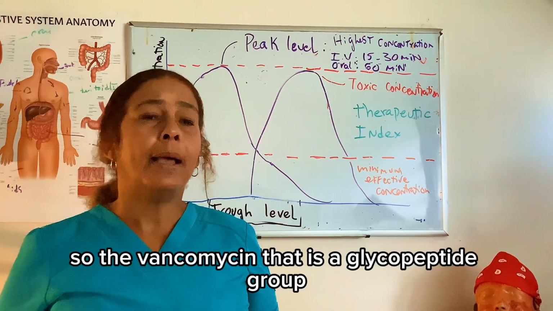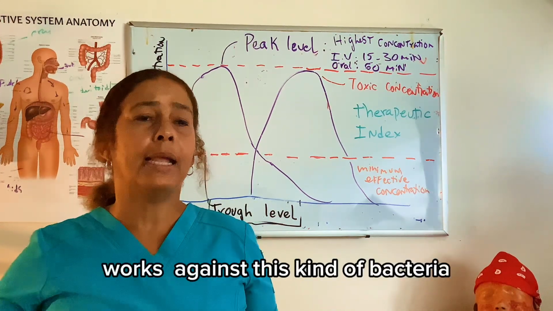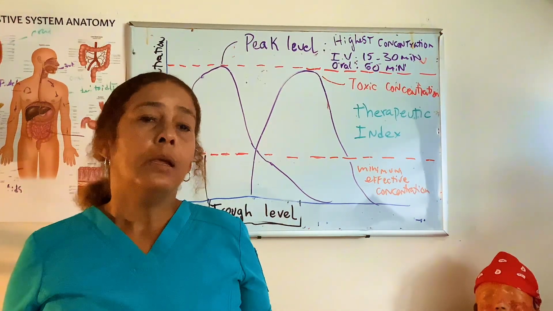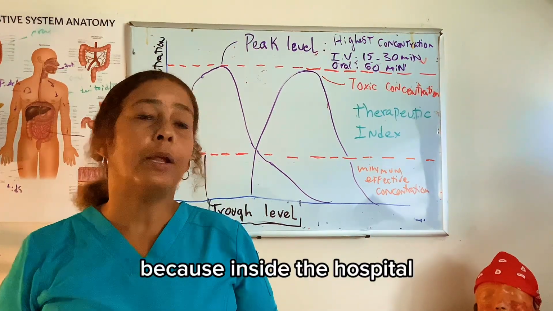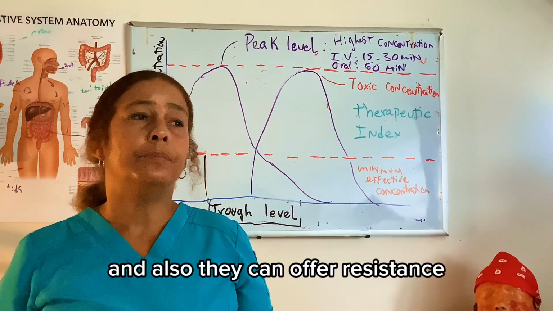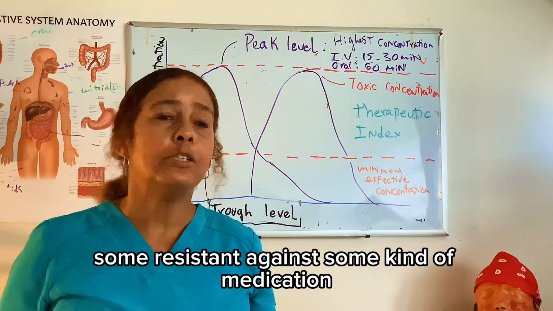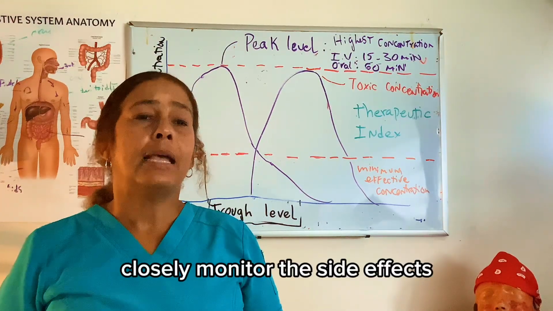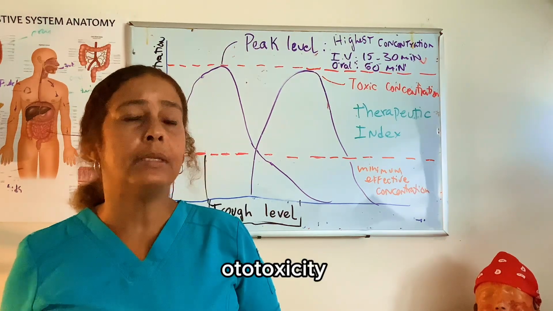So vancomycin, which is a tricyclic glycopeptide group, works against this kind of bacteria, but sometimes there is resistance, because inside the hospital there are a lot of diseases, and the bacteria can mutate and develop resistance against some kinds of medication. For this reason we should closely monitor the side effects and also the function of the kidneys, nephrotoxicity, ototoxicity.